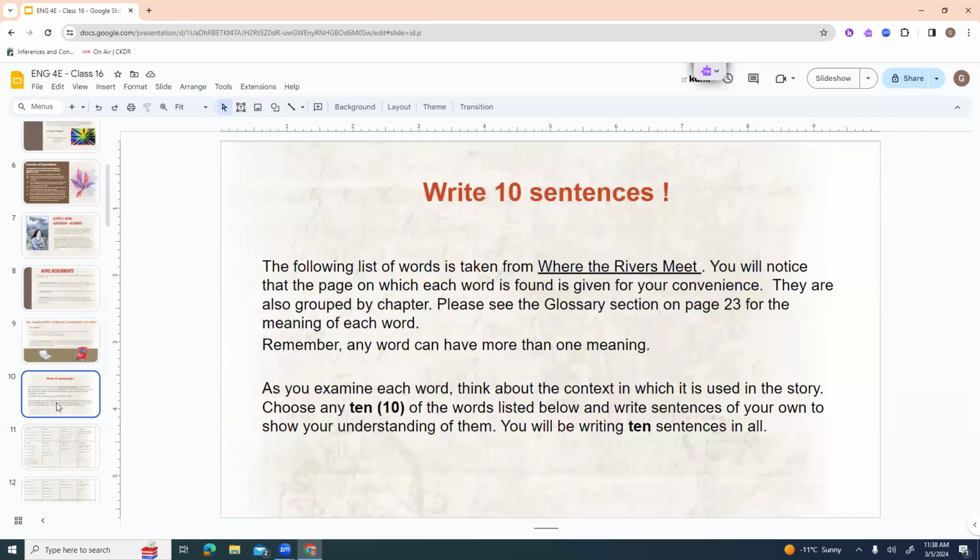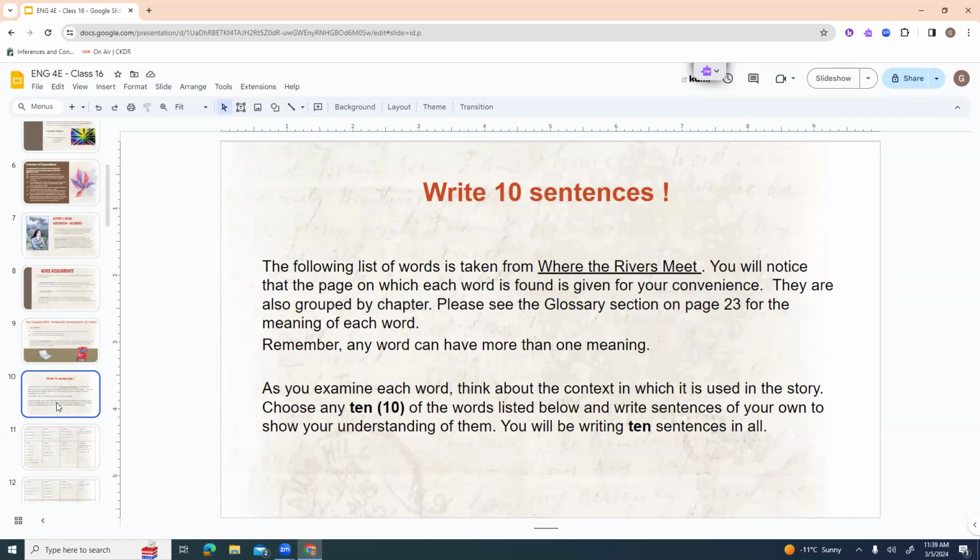Okay, so the big thing, and I'm going to introduce all the words, is basically you need to write 10 sentences. There's going to be a list of words, and it's taken from the novel Where the Rivers Meet. The page where each word is found is given for your convenience, so you can check on it if you want to. It's also grouped by chapter. Please see the glossary section on page 23 at the back of your unit for the meaning of each word.